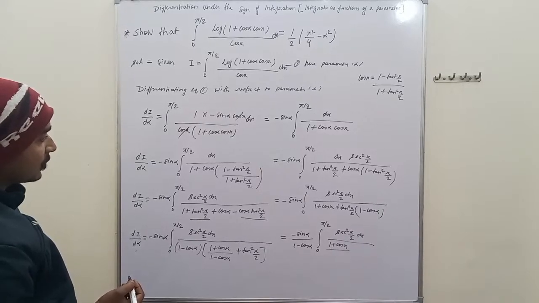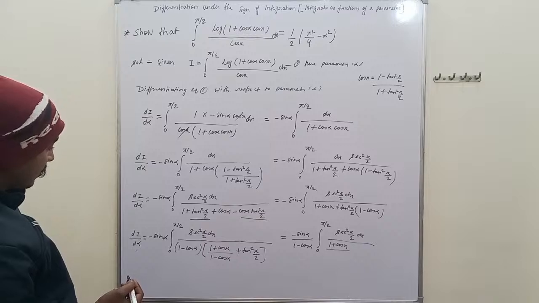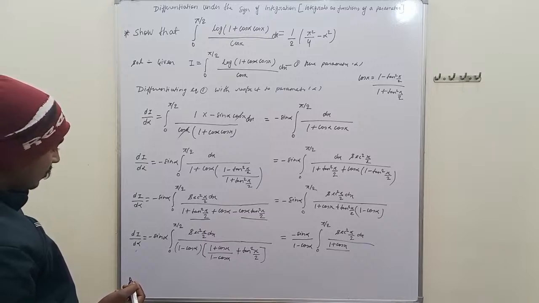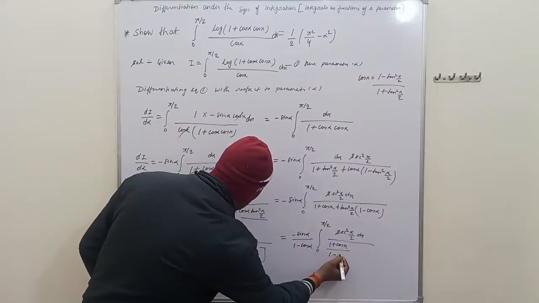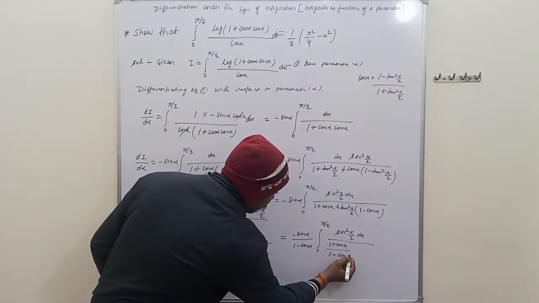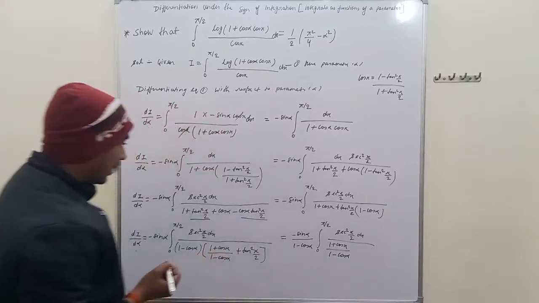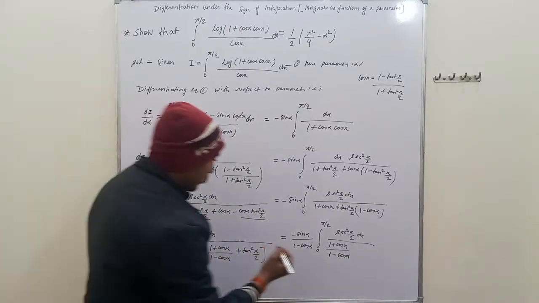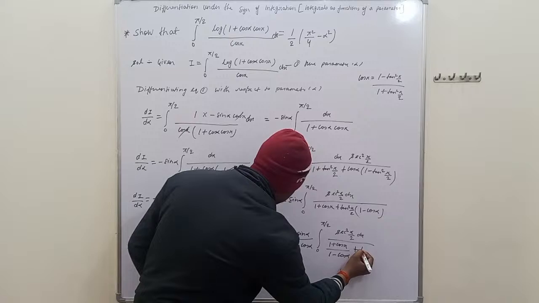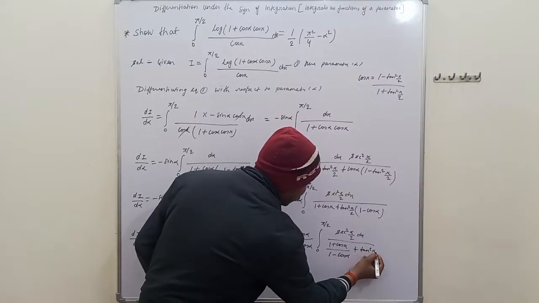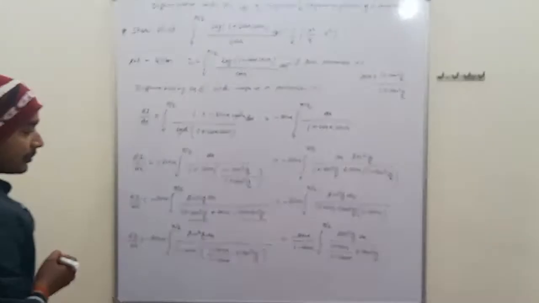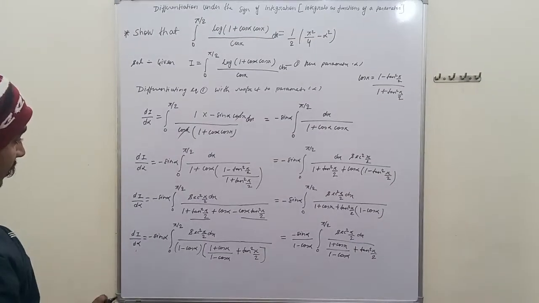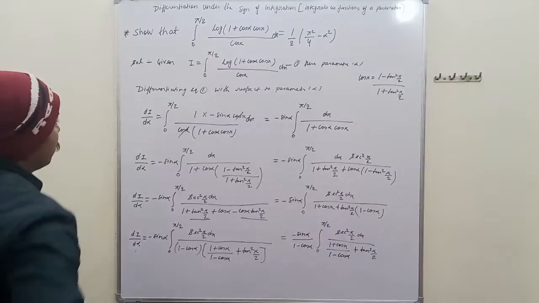Once again, take common tan square x, and 1 minus cos alpha, 1 minus cos alpha, plus tan square x by 2, and further we have to solve.